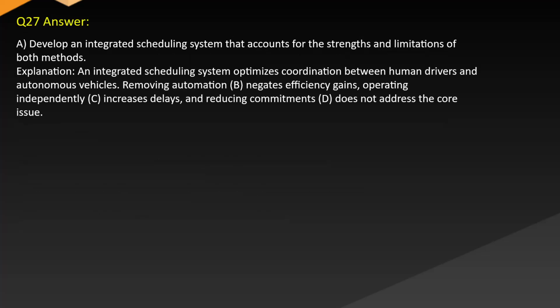Answer A. Develop an integrated scheduling system that accounts for the strengths and limitations of both methods. Explanation: an integrated scheduling system optimizes coordination between human drivers and autonomous vehicles. Removing automation, B, negates efficiency gains. Operating independently, C, increases delays, and reducing commitments, D, does not address the core issue.